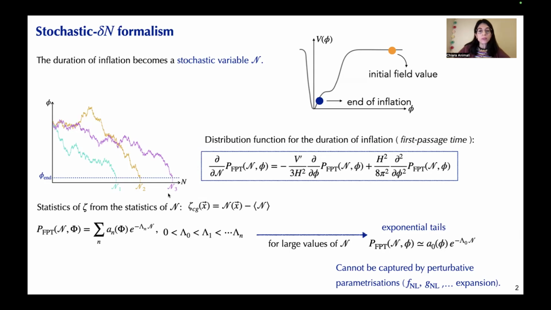Now, a generic property of this distribution, it can be written as a sum of decaying exponential functions, where the decay rates are ordered according to this hierarchy. So if you're interested at large values of N or of zeta, then we can approximate the sum with the first term only. And this leads to exponential tails that are fully non-Gaussian and also that describe a type of non-Gaussianity that cannot be obtained by perturbative parametrizations that are usually done in cosmological perturbation theory, like f_NL-g_NL expansion.